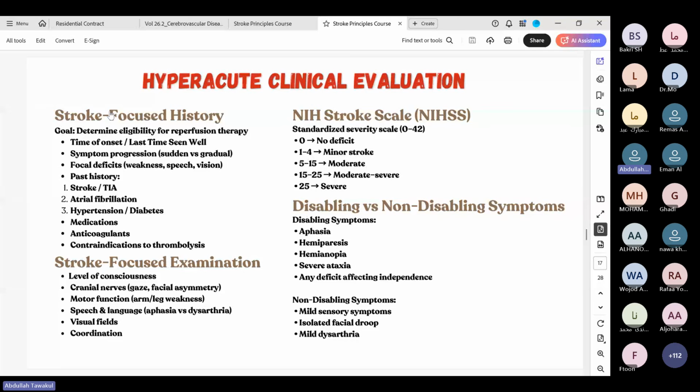Three, patients with medium vessel occlusion. Patients with not MCA M1 occlusion, but patients with M2, M3 vessel occlusion. They can have mechanical thrombectomy as well.